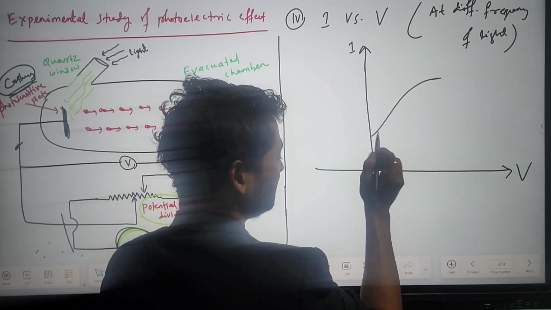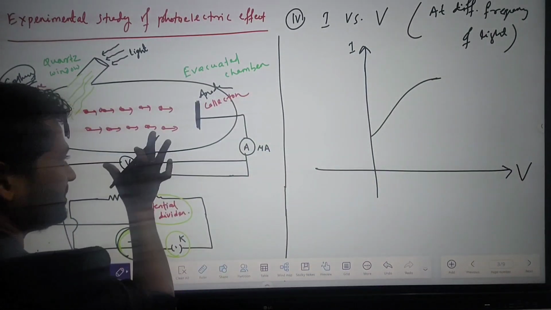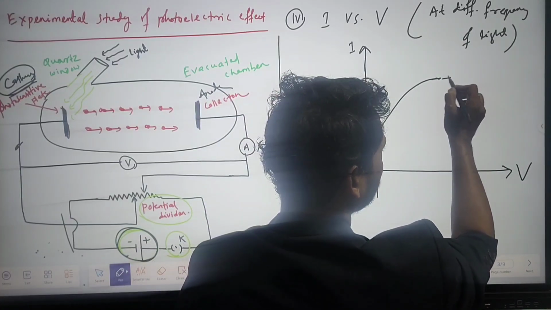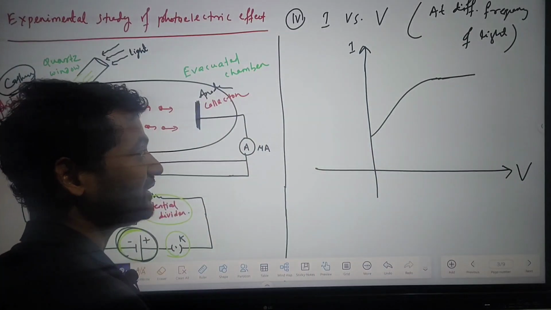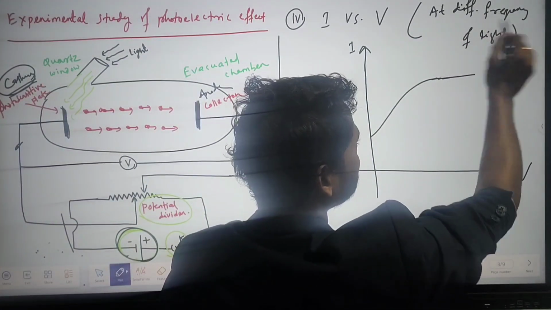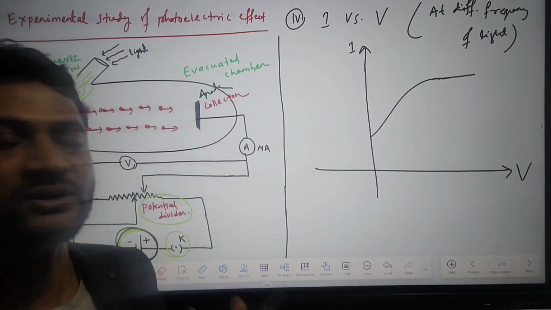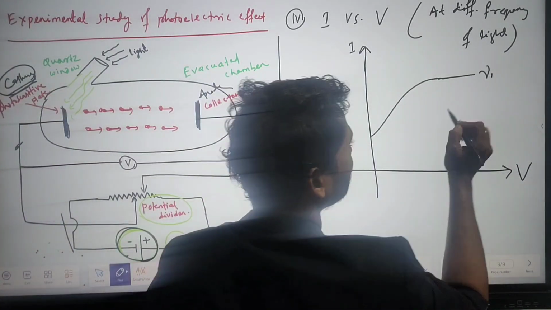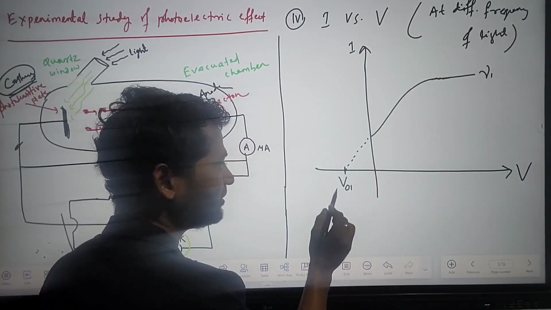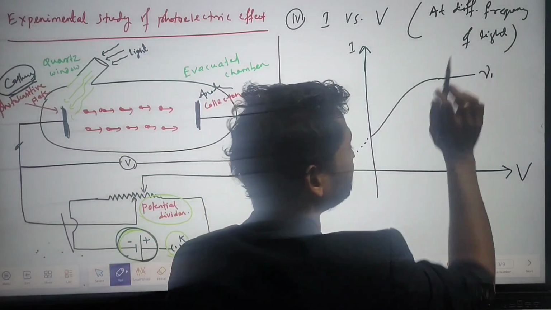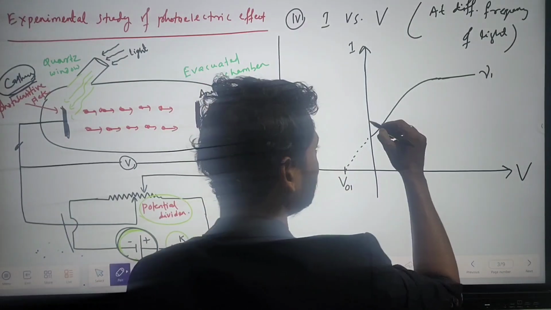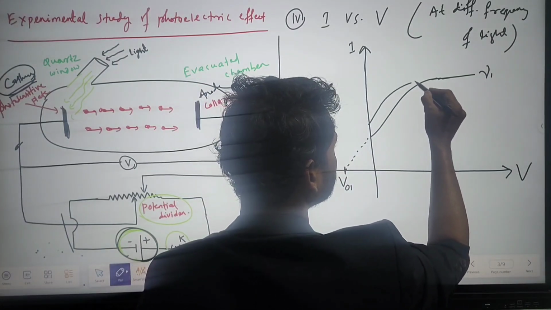If we increase the positive potential, no doubt the photocurrent linearly increases. At a particular point, saturation occurs. Now the point is, if we increase the frequency, what will happen? Your stopping potential will change. For a particular frequency, let this frequency be mu1, and let the stopping potential for that frequency be V01. Now if I increase the frequency keeping intensity constant, the nature of the graph will be like this.